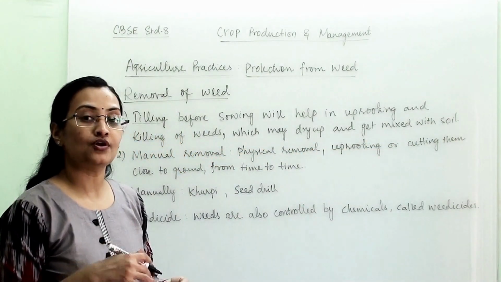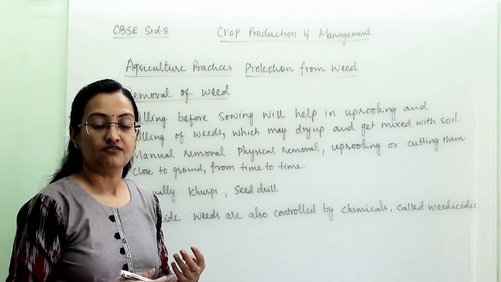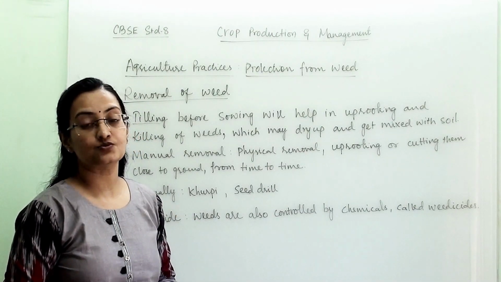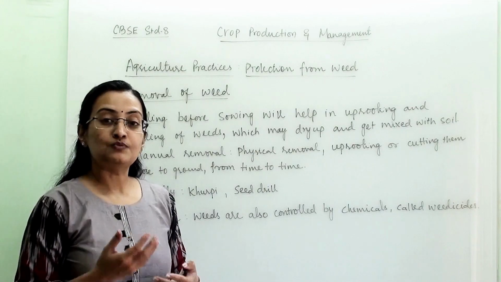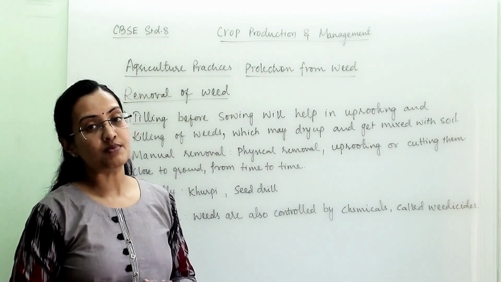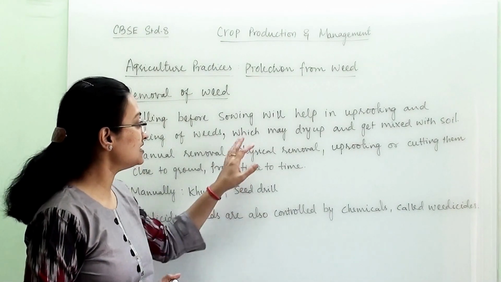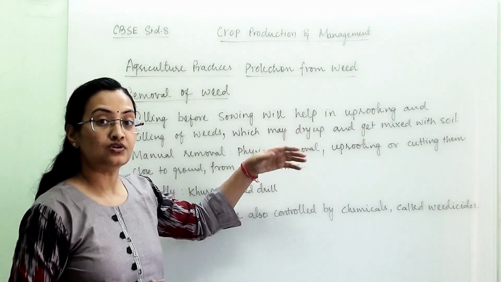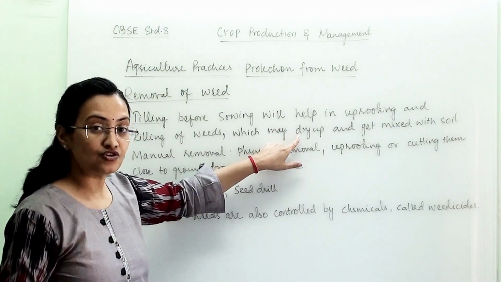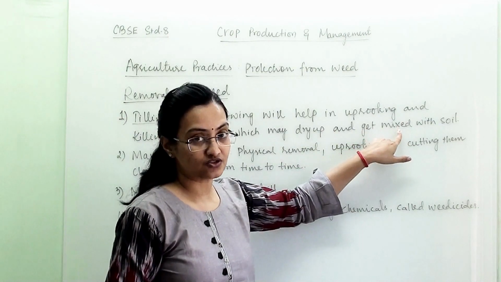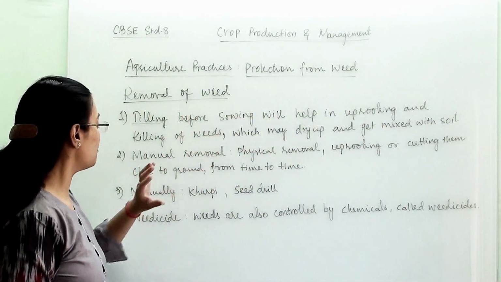So before sowing, we till the soil. We have learnt in agricultural practices that while sowing we are tilling the soil because the below layer is good in nutrients, which will be beneficial for the crop. So while doing tilling, we can uproot this weed and it will eventually dry up and mix with the soil. So that is one way to get rid of weed.